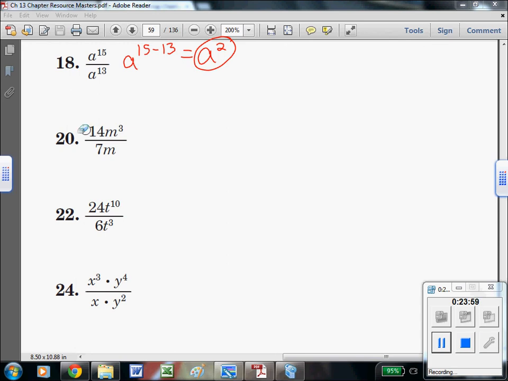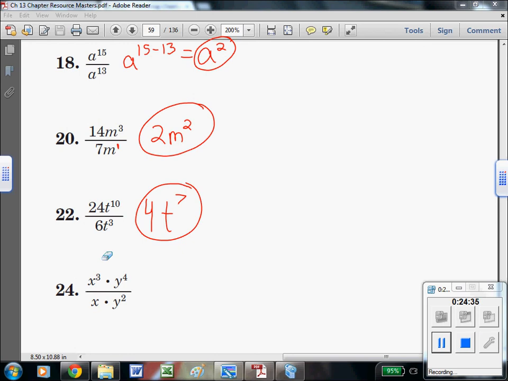For number 20 on the screen, we've got coefficients. So let's do those first. We work our way through step by step. So 14 divided by 7, well that's 2. M cubed, m to the 3rd power divided by m. Remember that has a coefficient of 1 down there if you need it. 3 minus 1 is 2, so that means it's m to the 2nd power. So you're done with number 20. Number 20 is simplified. Number 22, 24 divided by 6, well that's just 4. T to the 10th divided by t to the 3rd, subtract, you have t to the 7th. And so that's going to be the simplified answer for number 22.